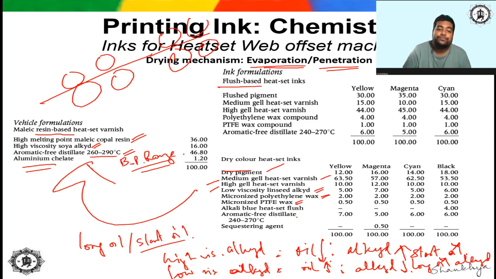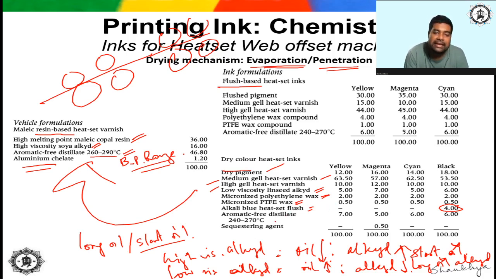Then we have got heatset flush, right? Some flush is added only in the black ink itself, not in other colored inks, because this is a manufacturing choice that some manufacturers make, improving the manufacturing efficiency, that's all.